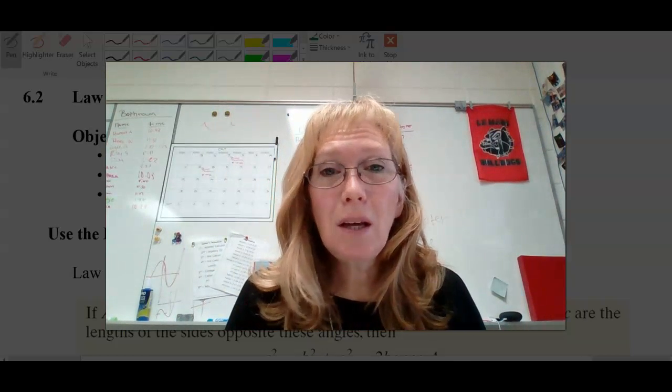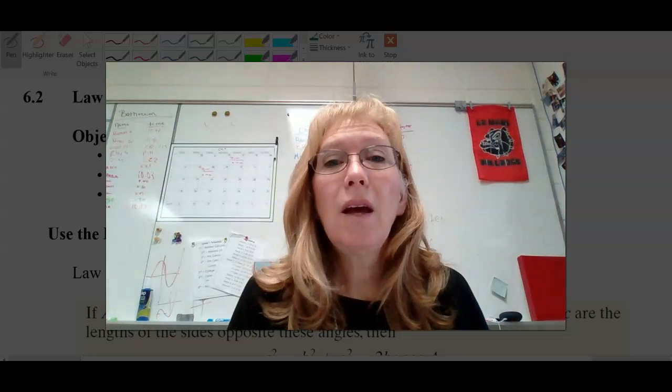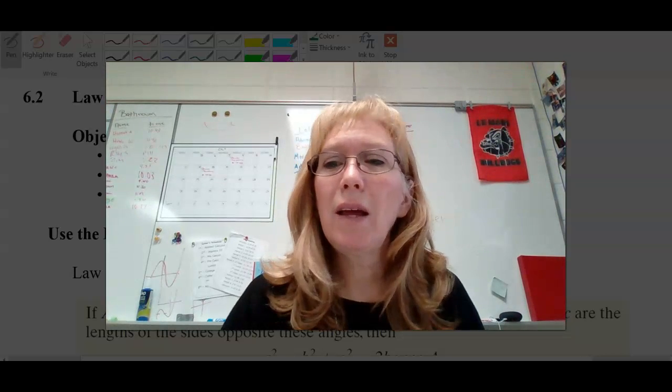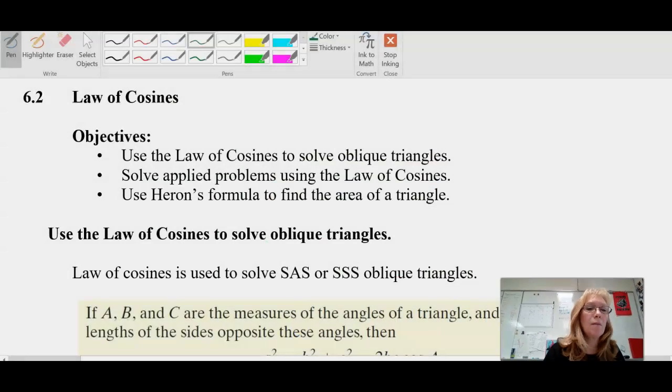So last lesson was law of sines. This one here's law of cosines. And it's pretty similar. I kind of like it. I think you will too. It's all with triangles again.